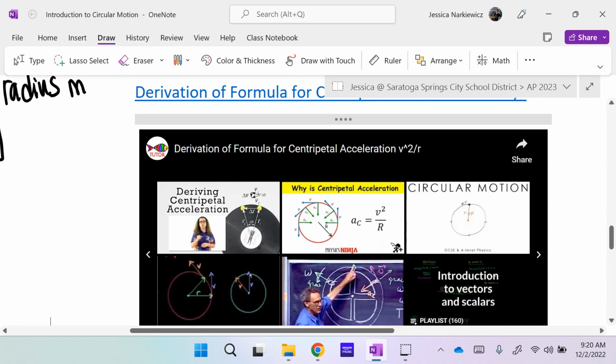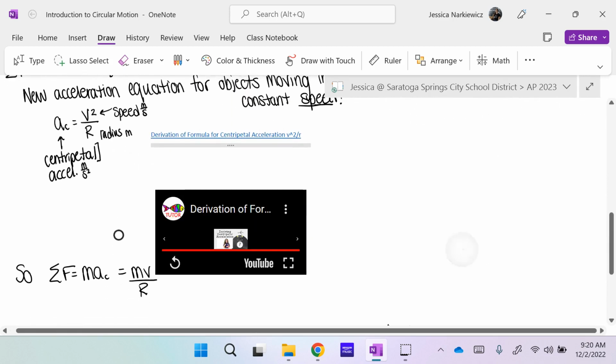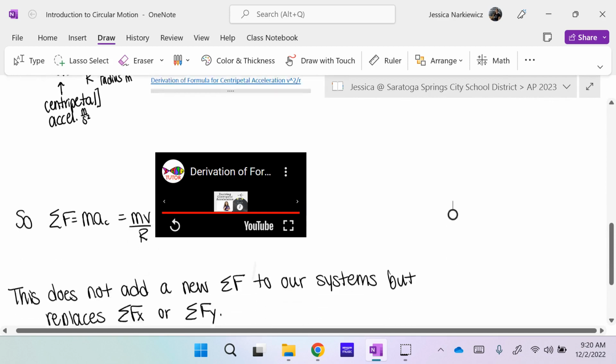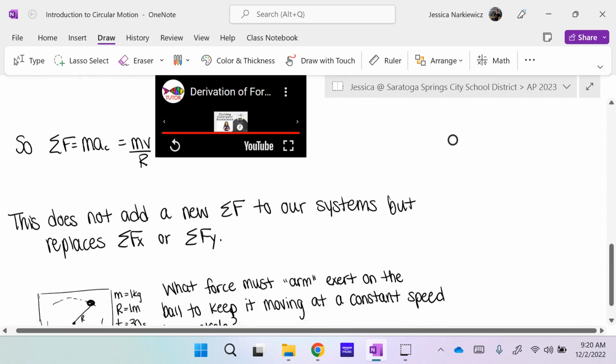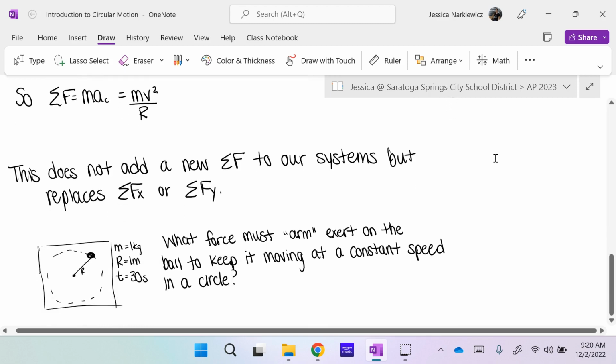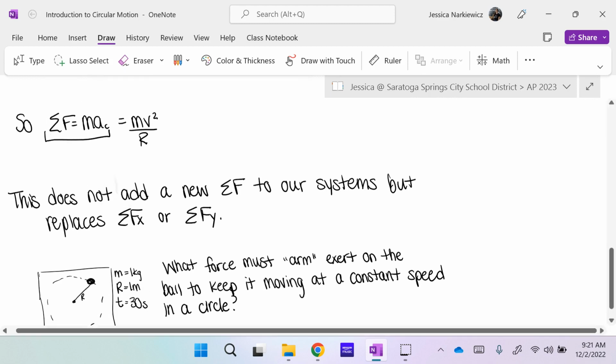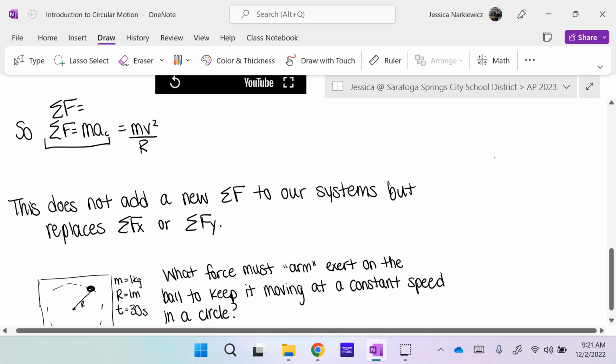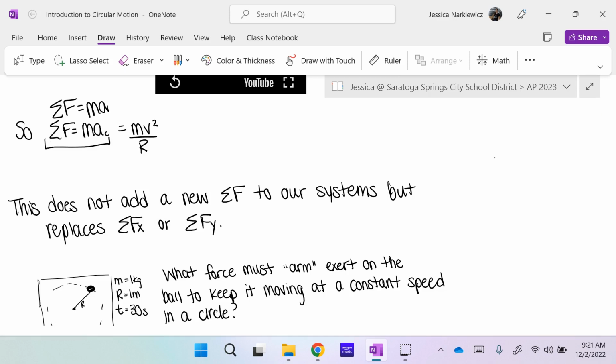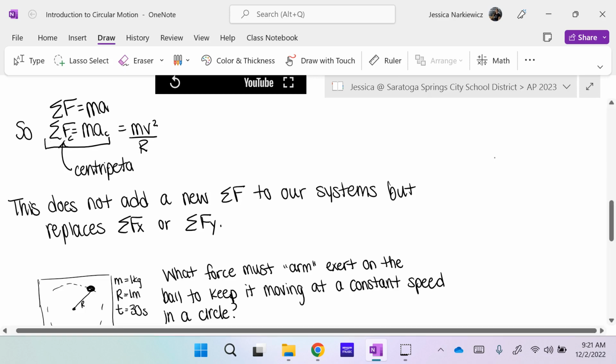All right, so that's where that v squared over r equation comes from, if you were ever curious about why it is that way. Okay, so that means if our net force, from Newton's second law, is ma, then for an object moving in a circle, the net force is really mass times that centripetal acceleration, or m v squared over r. And we give this a special name. We call it the centripetal, that same center seeking, center pulling force.